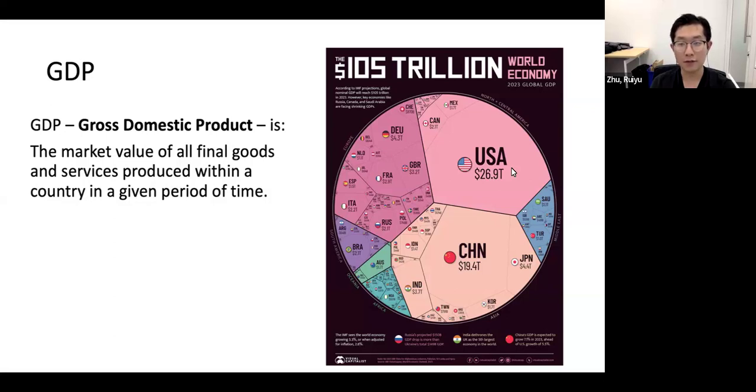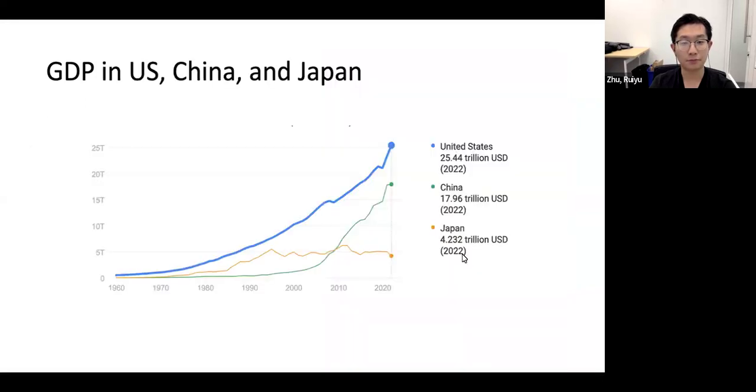And the US is the largest economy in the world and accounts for almost 1/4 of the whole world's economy. China is the second largest economy in the world, and Japan is the third largest one.